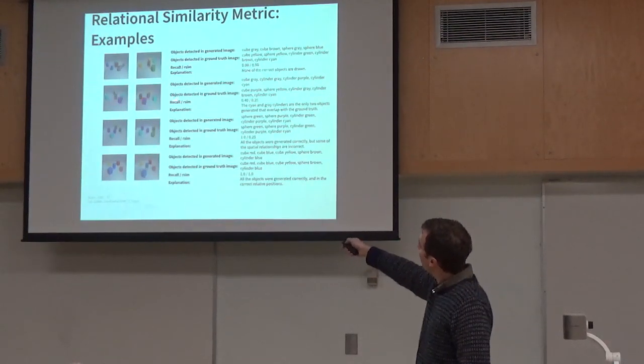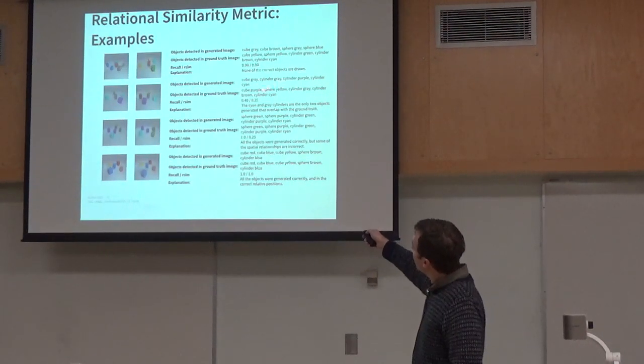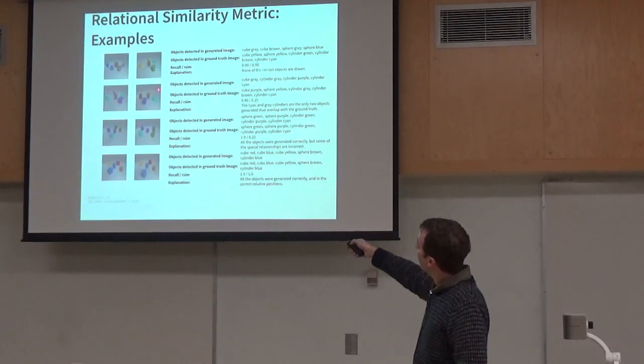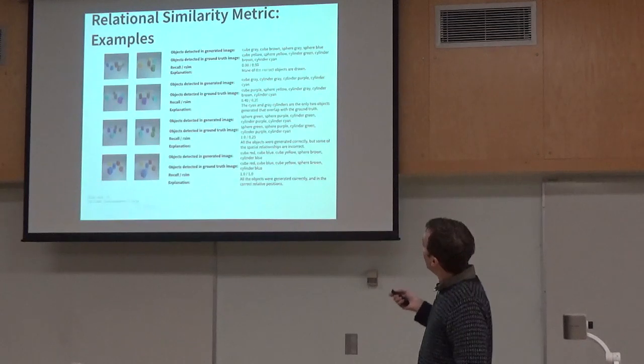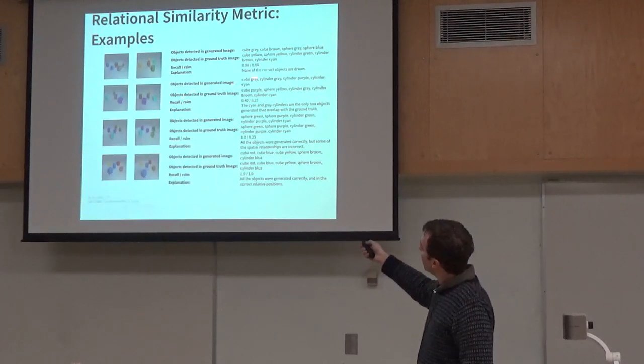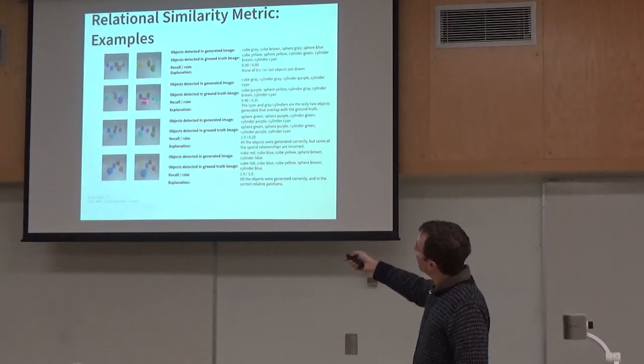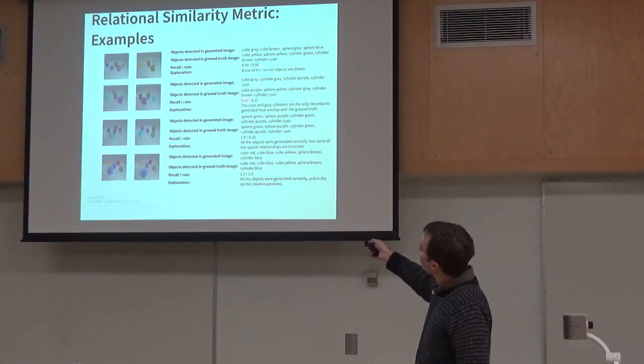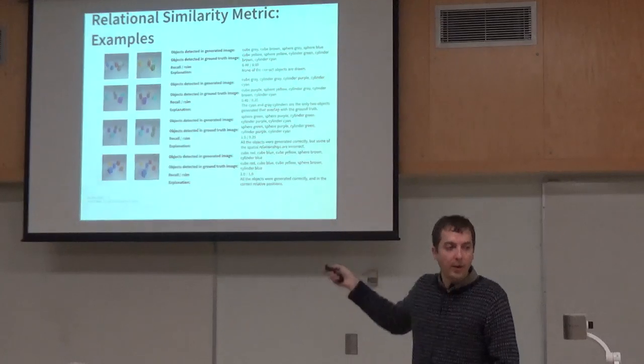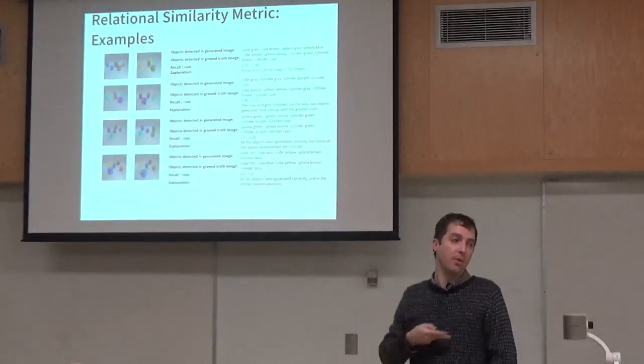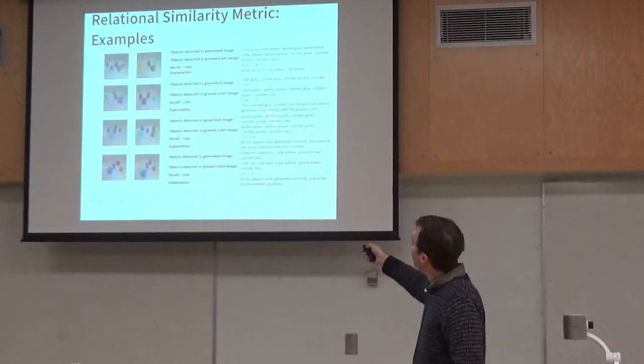In this next example, we have a few objects overlapping, so we have cyan and gray cylinders, which were found in both. Those are the only ones that overlap. They're in the right relative positions, so we have a 0.4 recall score and a 0.25 relative similarity score, because that's being scaled by the recall.